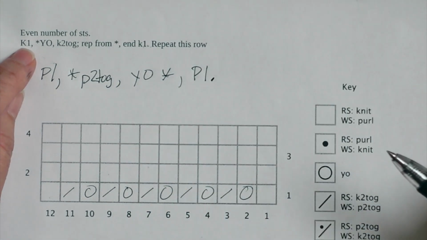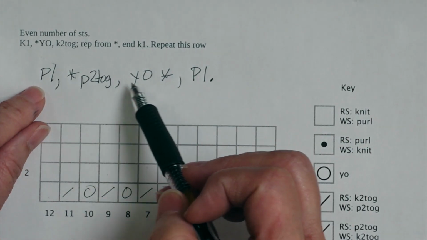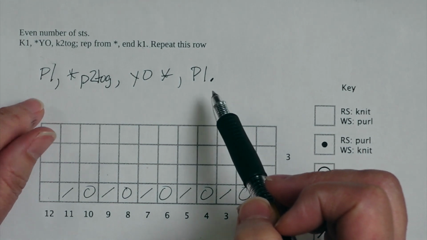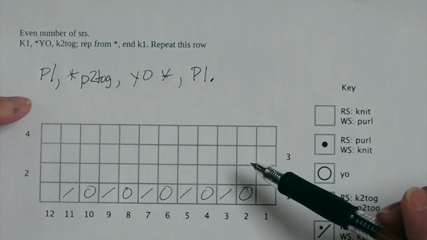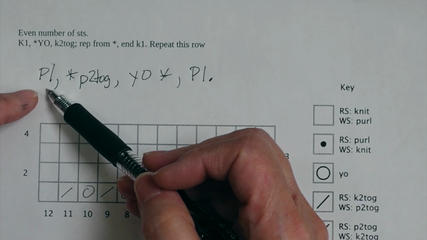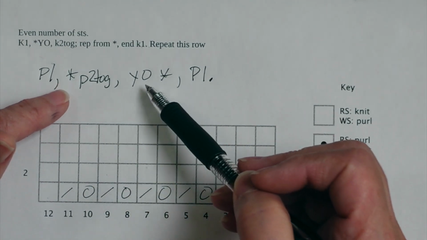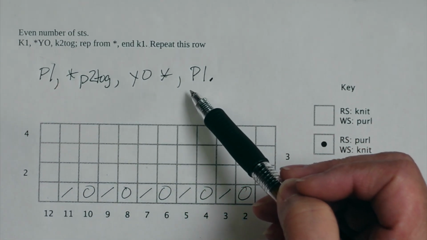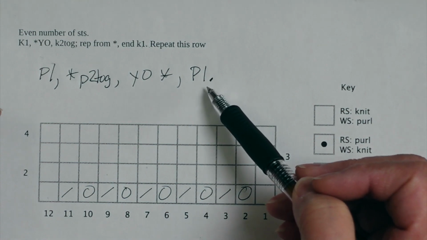So in that first video in this series, I showed you how to change the written instructions. And so what you would do now is on all of the even rounds, you would work purl one, and then you'd repeat purl two together, yarn over all the way across until you got to the last stitch, and then you would do a purl one.